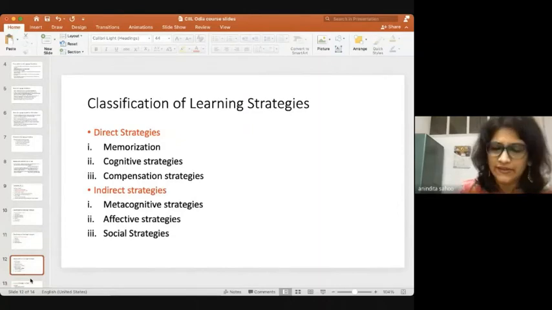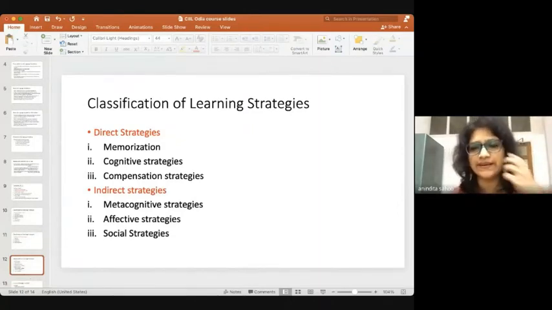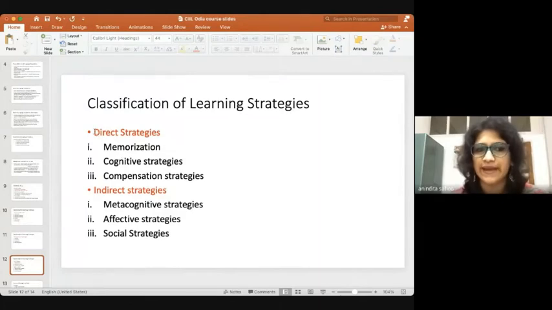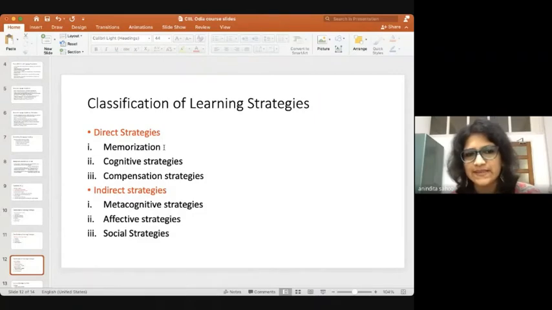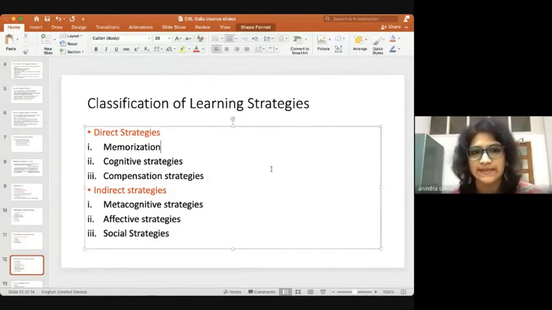Okay, ei jo dita strategy bisare mu kahili, cognitive and metacognitive, cognitive strategies are direct method, and metacognitive strategies are indirect method. When I say cognitive strategy direct method, this is the direct intervention at the cognitive level. The child has to memorize things.